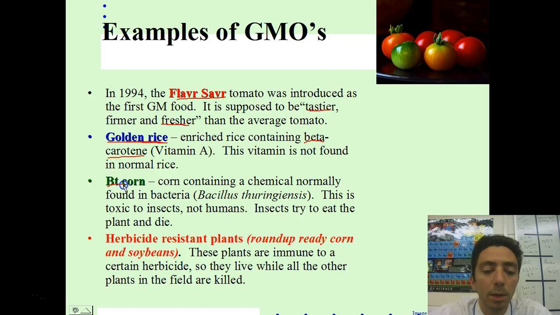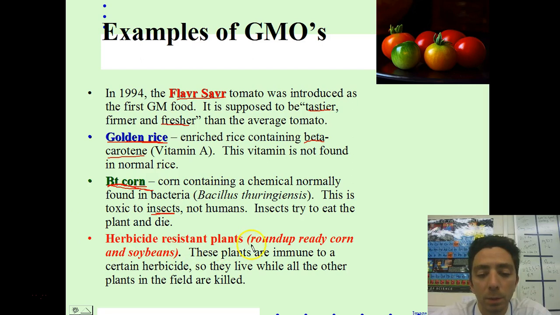BT corn, this is the one that I was talking about earlier. BT corn has a chemical that's normally found in certain bacteria that is toxic to insects. And so BT corn is essentially producing its own pesticide, and that pesticide prevents a type of beetle and worm from getting into the stalks and eating the kernels of corn before they're ready to harvest. And so if an insect eats it, it dies. And so you end up having a much higher yield, and you don't have to worry about spraying pesticides because now the plant's producing its own.